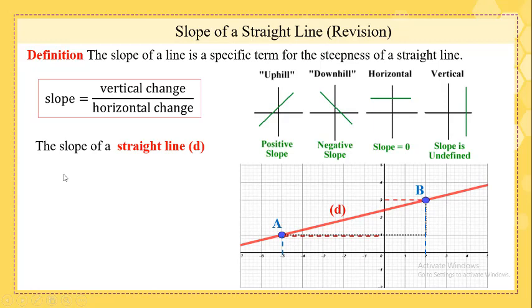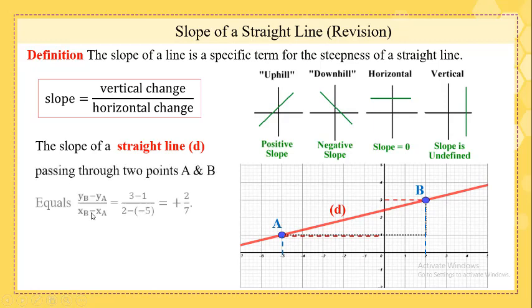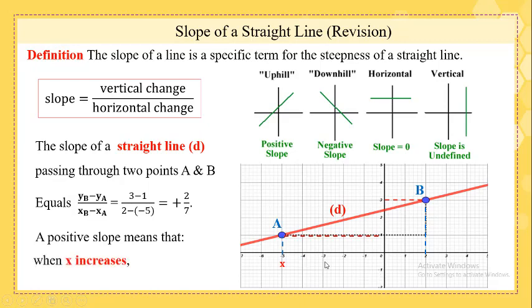The slope of line D passing through points A and B is simply (yb minus ya) over (xb minus xa). The positive slope means that when x increases, so does y. And when x decreases, y also decreases.